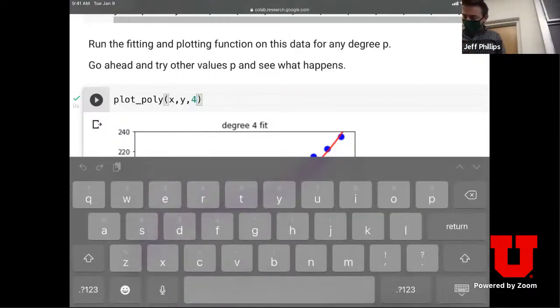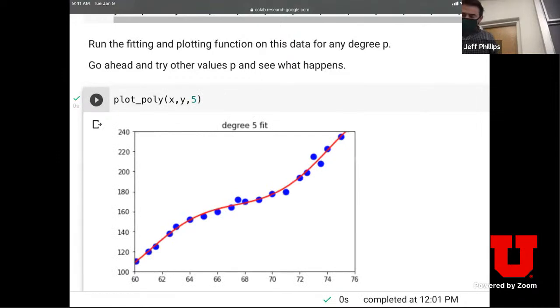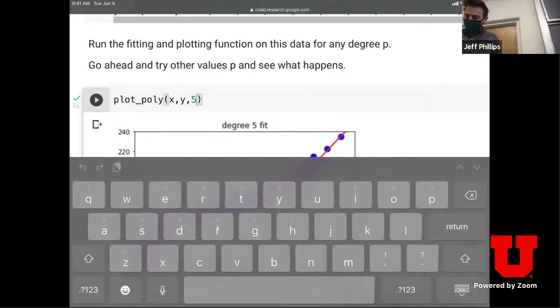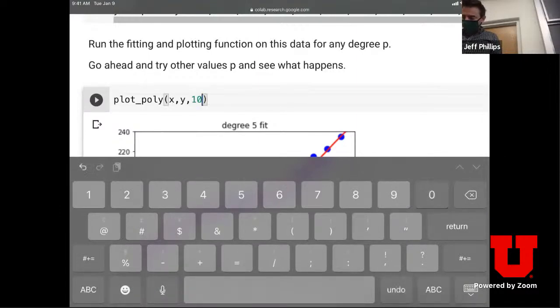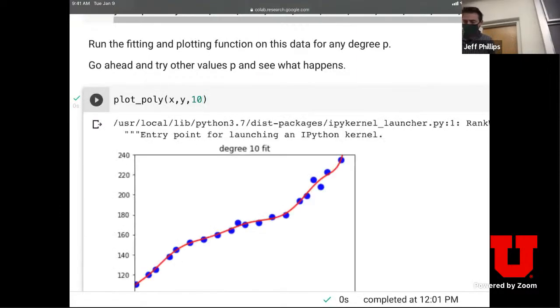Let's try 5, see what happens. Anything better? It's about the same. It's not really helping. Let's try 10 first. This 10 is starting to look like it's trying to go through every point here. It's getting most of these points, not quite all of them. Some of them it misses over the right-hand side. It can't quite go through those points.